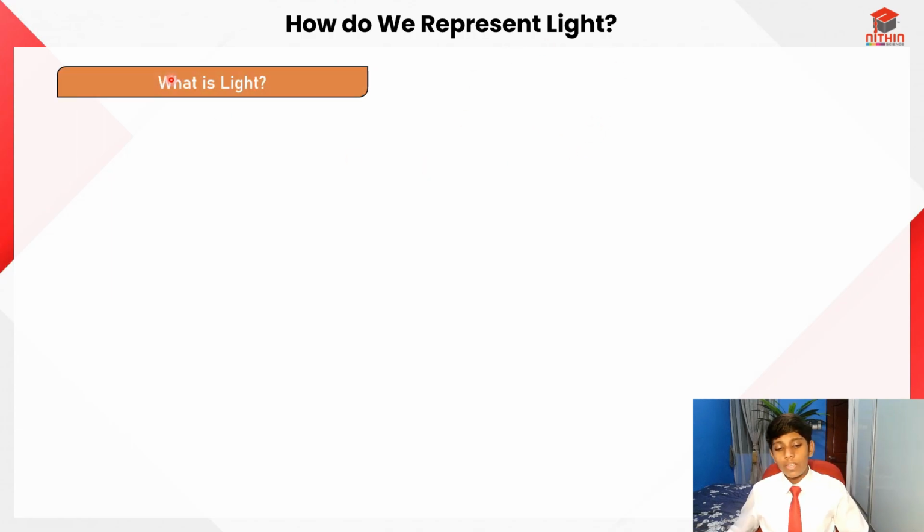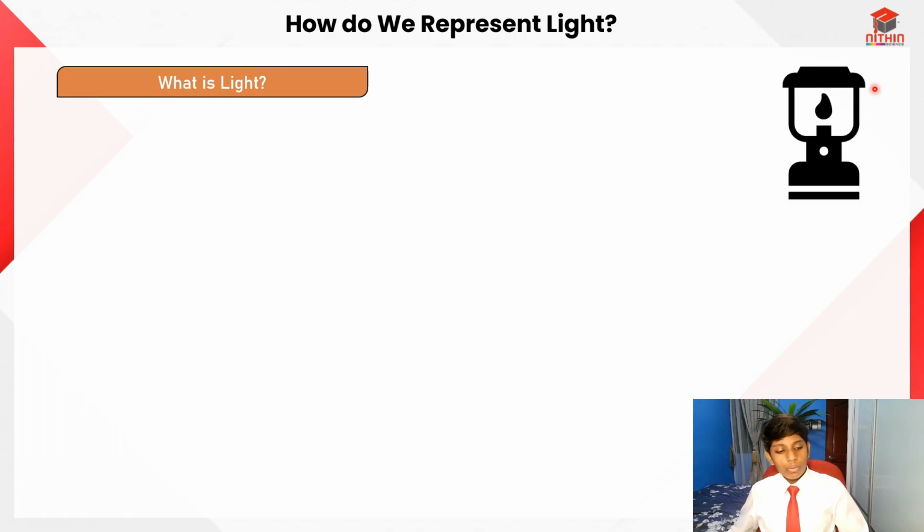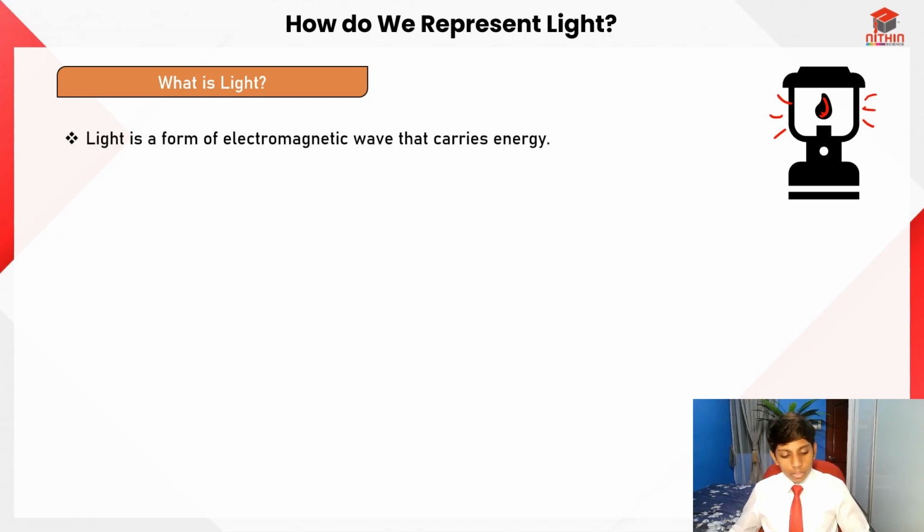Okay, first of all, what is light? Here we can see a candle, right? So light is shining from the candle because the candle actually produces light. Okay, because there's fire here, right? So light, first of all, is a form of an electromagnetic wave that carries energy. Okay, and light is a part of the electromagnetic spectrum.